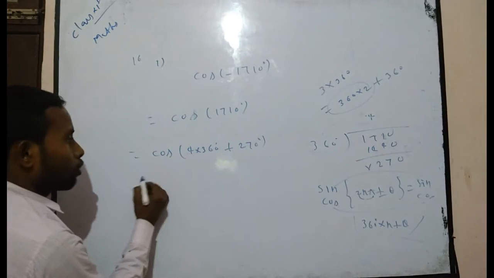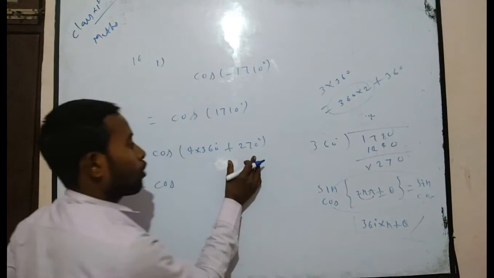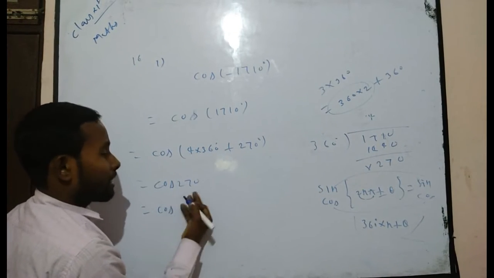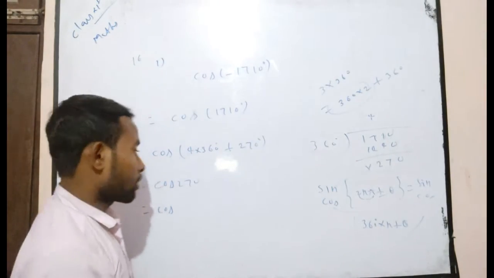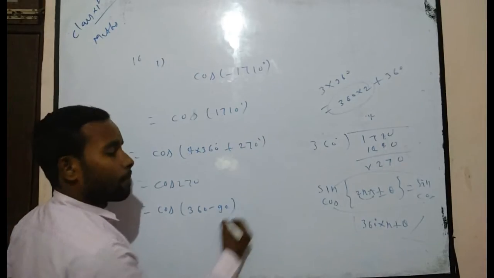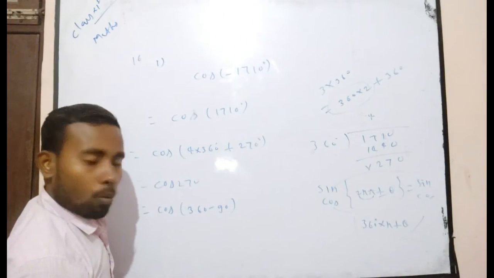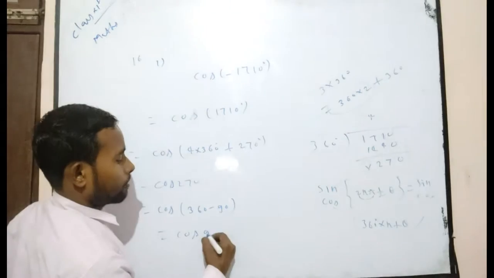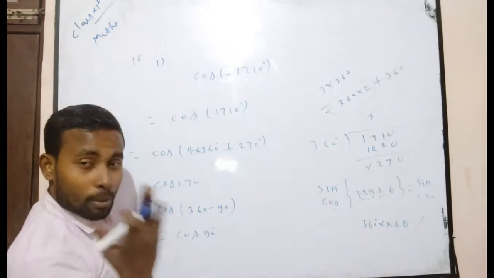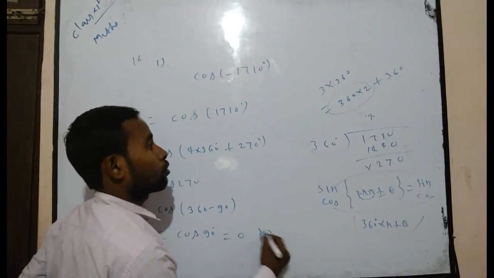Now you know that cos(360n + theta) is equal to cos theta, so you can write cos 270. Now you have to find cos 270. How can you find the value of cos 270? As you know, 270 can be written as 360 minus 90. Cos(360 minus theta) will be cos theta, because it lies in the fourth quadrant, and in the fourth quadrant cos and sec will be positive. So it will be cos 90. As you know, cos 90 is equal to 0. So its value will be 0.